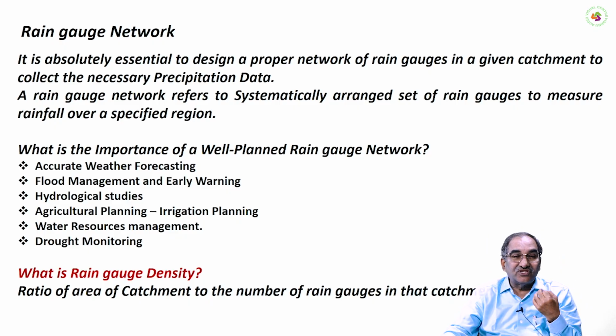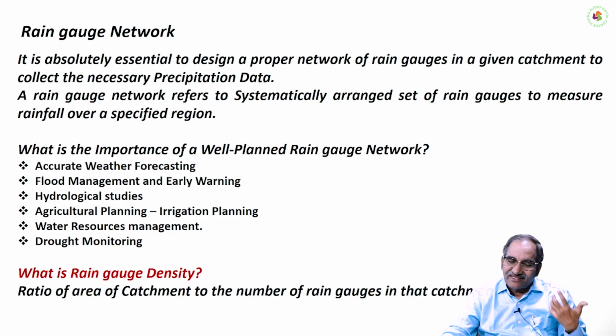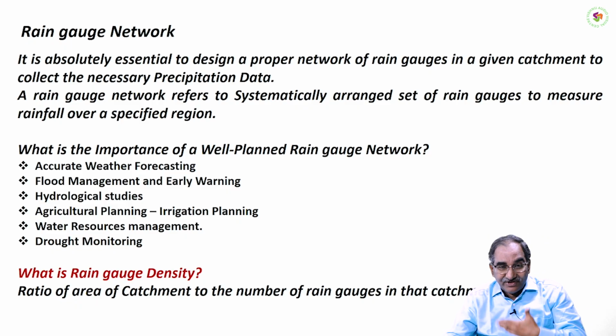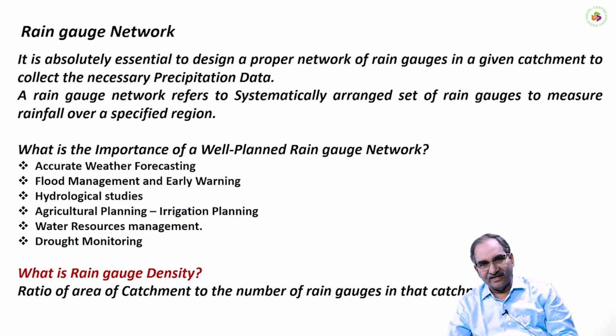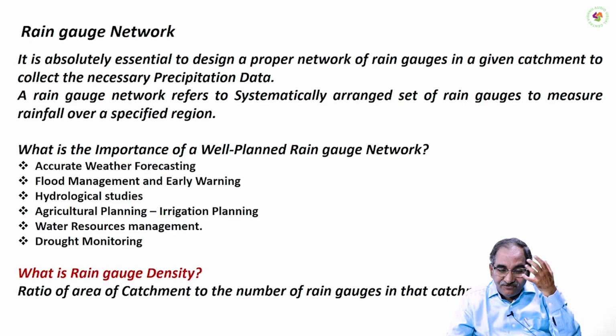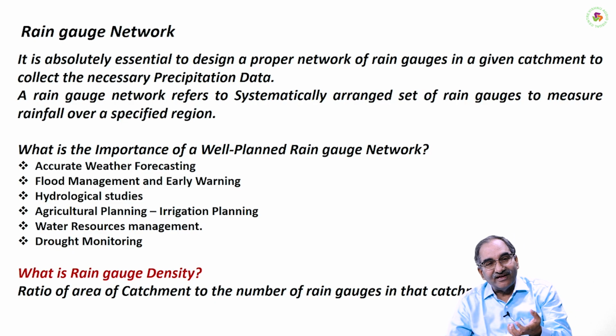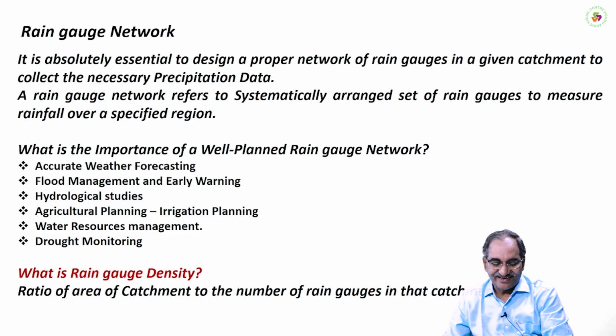And if you want to do research and hydrological studies, how the rainfall is changing, what is happening in the entire country, I will tell you how it happens in the coming classes. Then if you want to do irrigation planning, what crop to put, how much acreage, how much water is available, if you want to do that agricultural or irrigation planning, you require a well-planned rain gauge network.